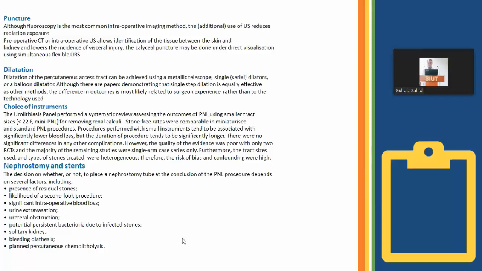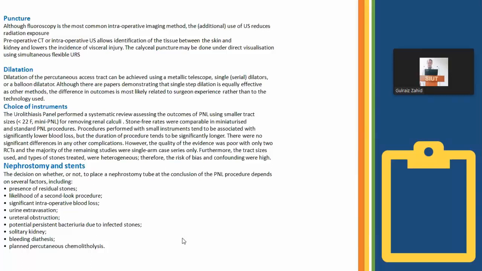Procedures performed with small instruments tend to be associated with significantly lower blood loss, but the duration of procedure tends to be significantly longer. There were no significant differences in any other complications. However, the quality of the evidence was poor, with only 2 RCTs, and the majority of the remaining studies were single-arm case series only. Furthermore, the tract sizes used and type of stones treated were heterogeneous, therefore the risk of bias and confounding were high.